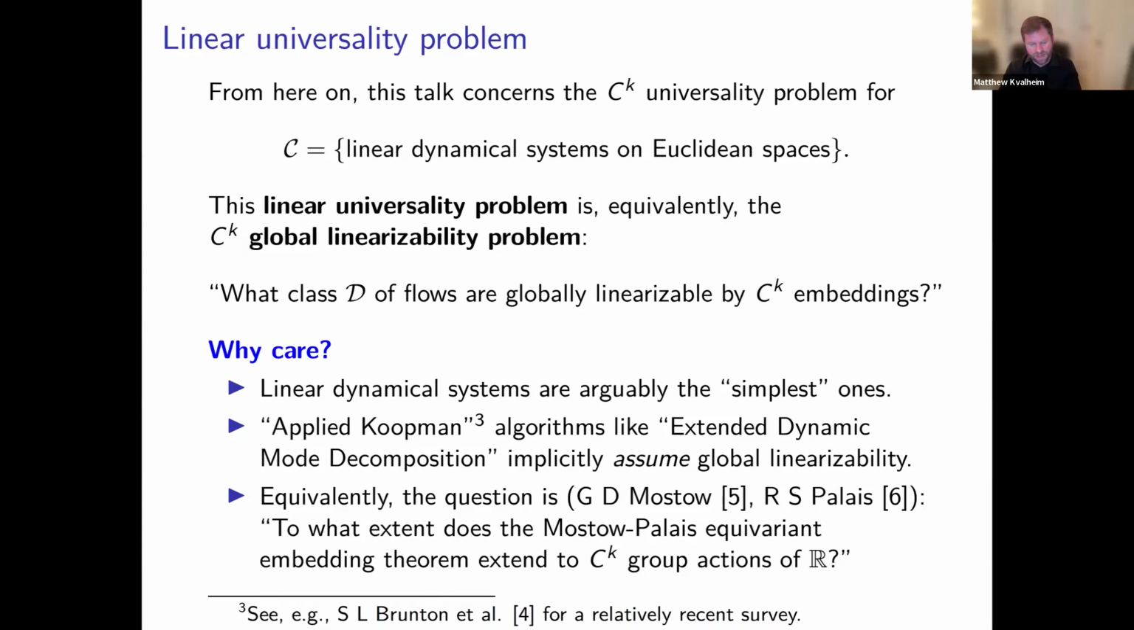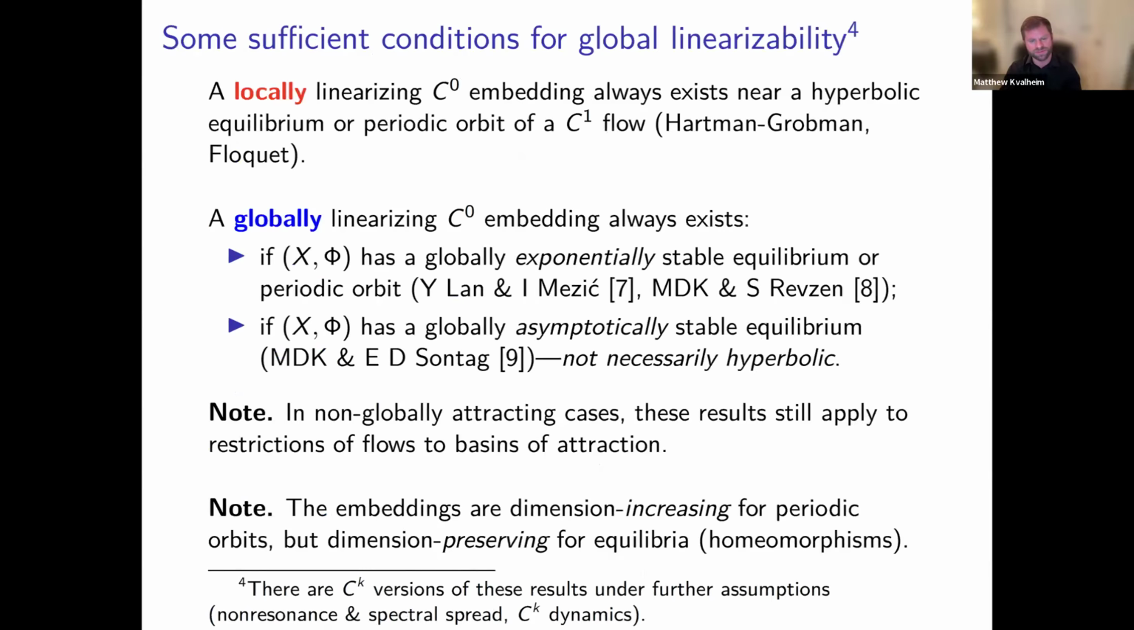And back in a more mathematical realm, this global linearizability question can be viewed as a natural follow-up to the work of Mostow and Palais. The question is just to what extent does the Mostow-Palais equivariant embedding theorem for group actions of compact groups or proper group actions extend to CK group actions of R? Because the group actions of R in dynamical systems theory are essentially never proper in interesting cases.